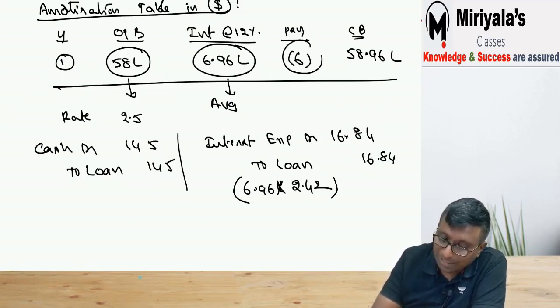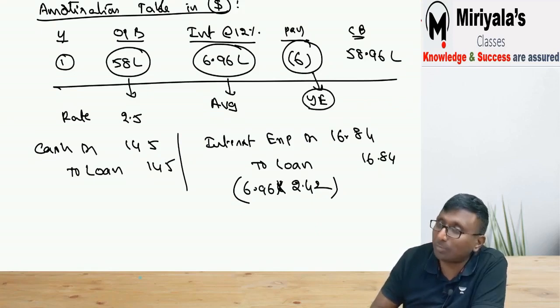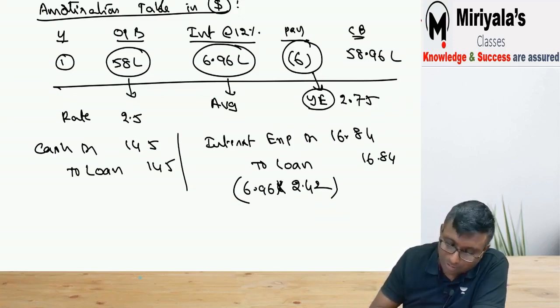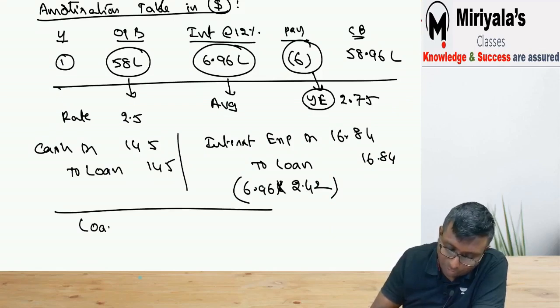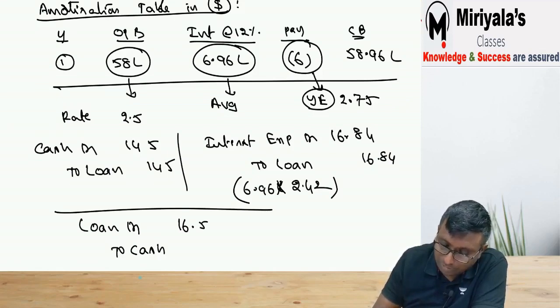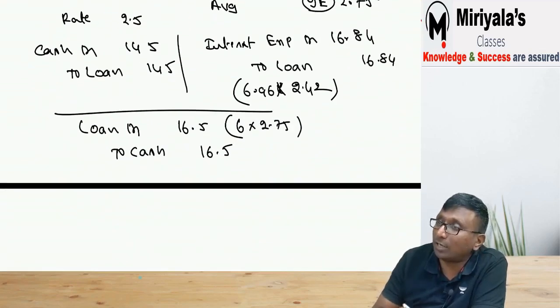Next, payment is happening when? At every year end, 31st March. What is the 31st March rate? 2.75. Year end means the entry is loan account debit to cash: 16.5. How did you get 16.5? 6 into 2.75. Correct?